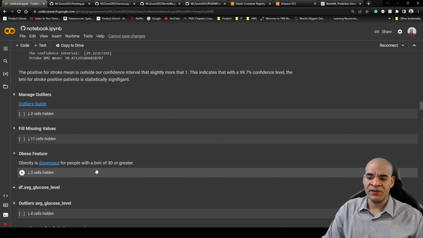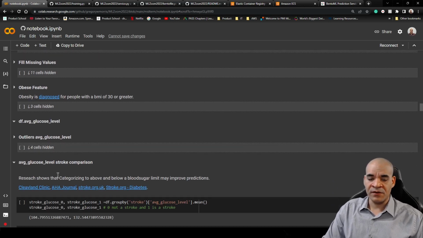I know that obesity is diagnosed at 30 or greater, and seeing that difference in the stroke positive patients made me think that we need another feature for obesity as an additional predictor that might help our model be a little more accurate. And again, I ran into a very similar issue with glucose.